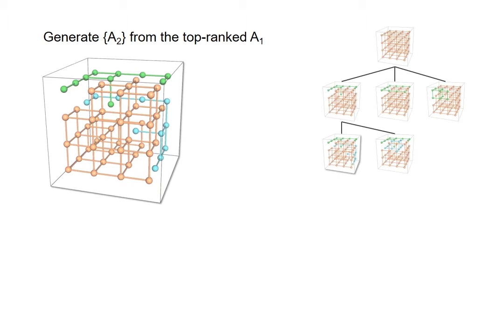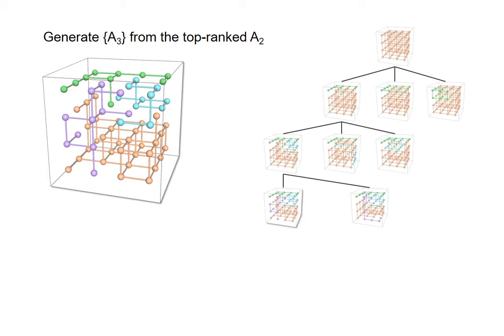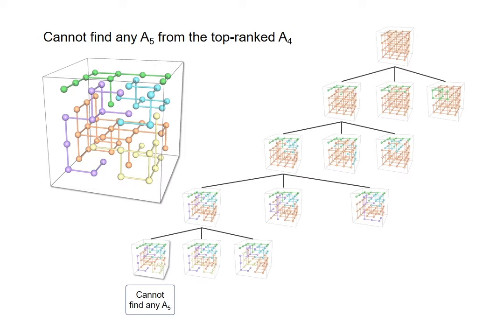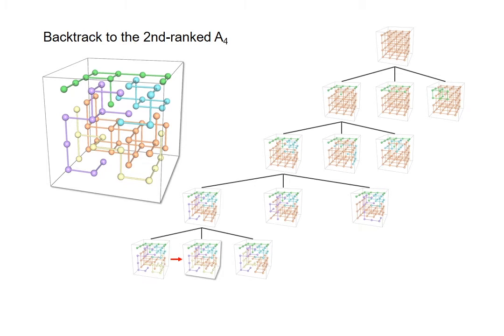Similarly, we generate the set of candidates of A2 from the top ranked A1, the set of A3 from the top ranked A2, and the set of A4 from the top ranked A3. However, we cannot find any A5 from the top ranked A4. Hence, we backtrack to the second ranked A4 yet still fail.